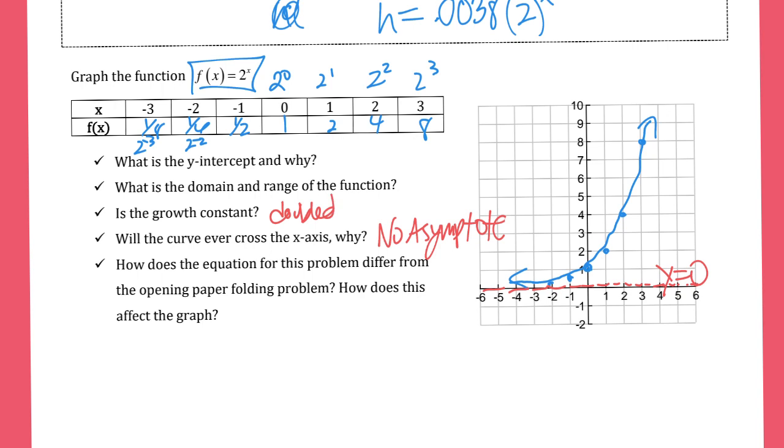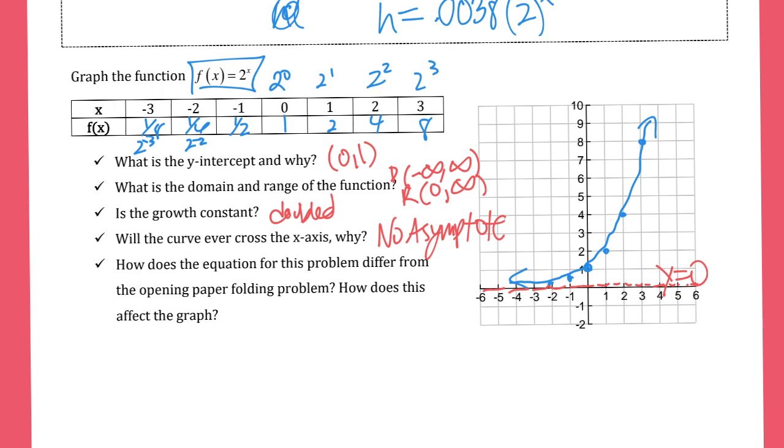And then what's the domain and range? The domain is negative infinity to infinity. That's the domain. And the range is from 0, not including 0, to infinity. What is the y-intercept? So that means 0 is 1. And the y-intercept is kind of a weird question. If you plug in x equals 0, you get 1. Okay. And I guess that's as deep as I'm going to go.